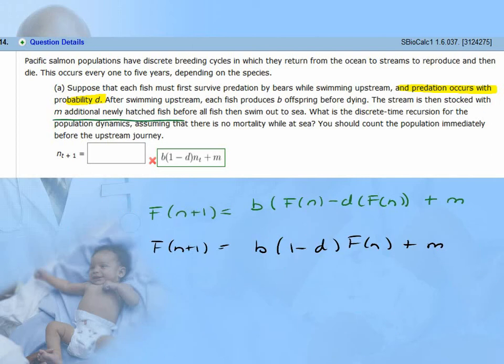So that's what it looks like. They use different letters, and they didn't say what letters to use. They use different letters, but my thing is the same thing as theirs. If you factor out the f of n to the right, you see that I have exactly the same thing as them, and they are right. Good?